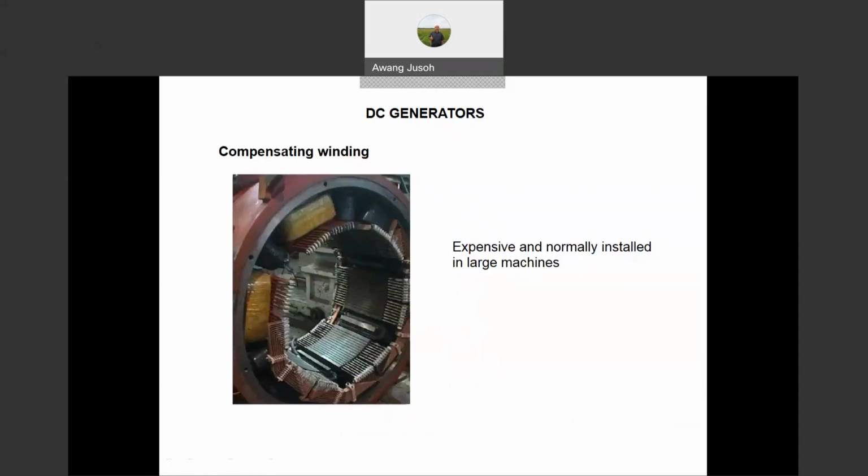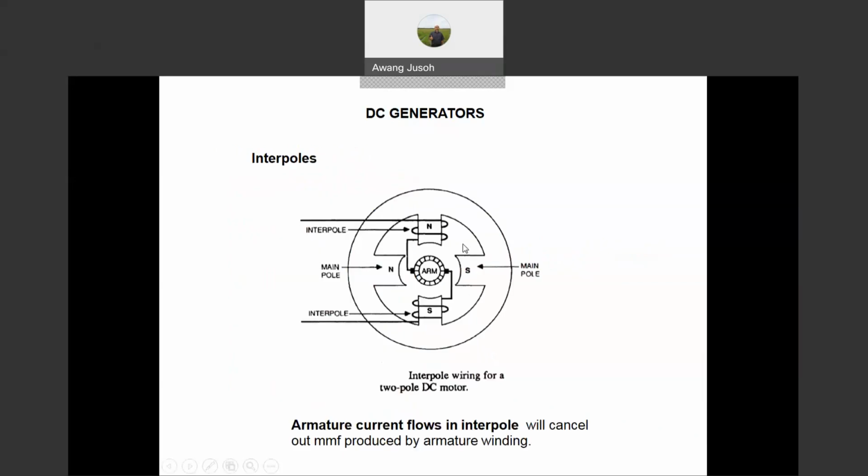Okay, the second part I showed just now is the interpole. For the interpole, we just put a small pole between the main poles. This is a main pole, north south. In between the main poles, we have another pole there. We inject current there, so it becomes a pole, north south, and we put the series winding with the armature there. Why? Because we want to cancel the impact of the MMF due to the armature current. Again, we must wind the wire such that it will cancel the flux from MMFA due to the armature current there.